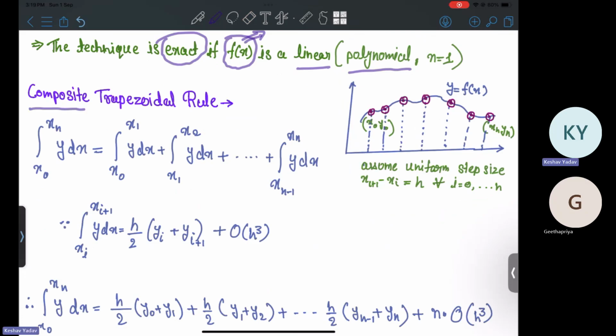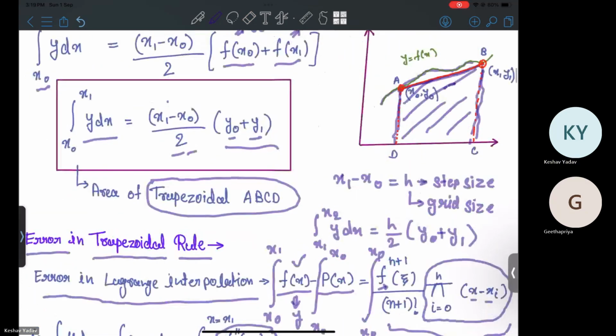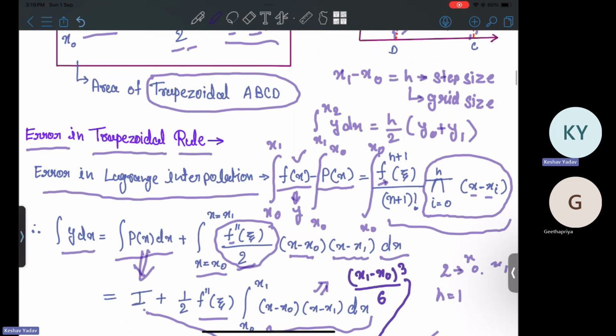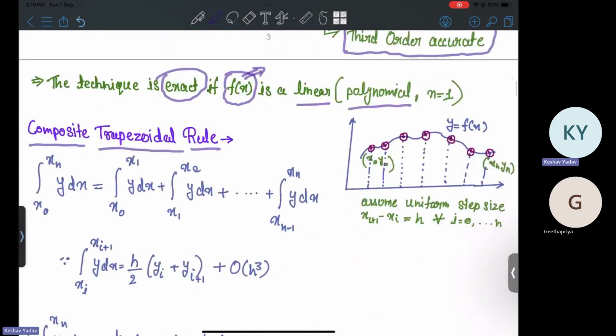Now we will see the composite trapezoidal rule. Earlier we took only 2 points, some point A and some point B, between which we found the integration. Suppose now we have n plus 1 points, x0 to xn, n plus 1 discrete points, and we are assuming uniform step size. Which means for every i going from 0 to n, x(i+1) minus xi is equal to h, the step size, and it is uniform.